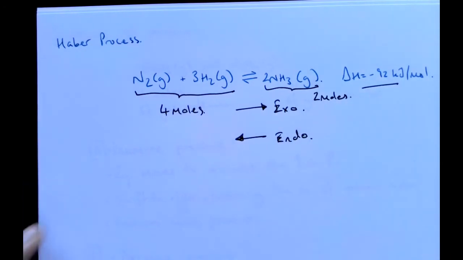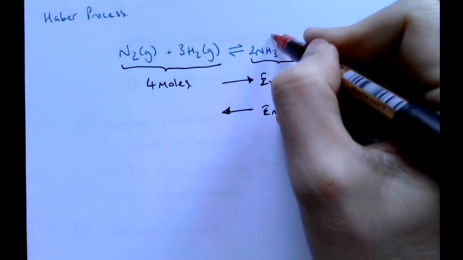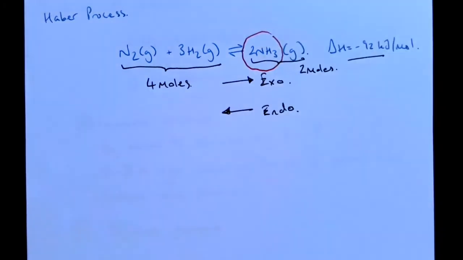So the question is, which conditions would give us the maximum yield of ammonia? Okay, so pause it now, have a little think about that. How would I maximize the yield of ammonia?